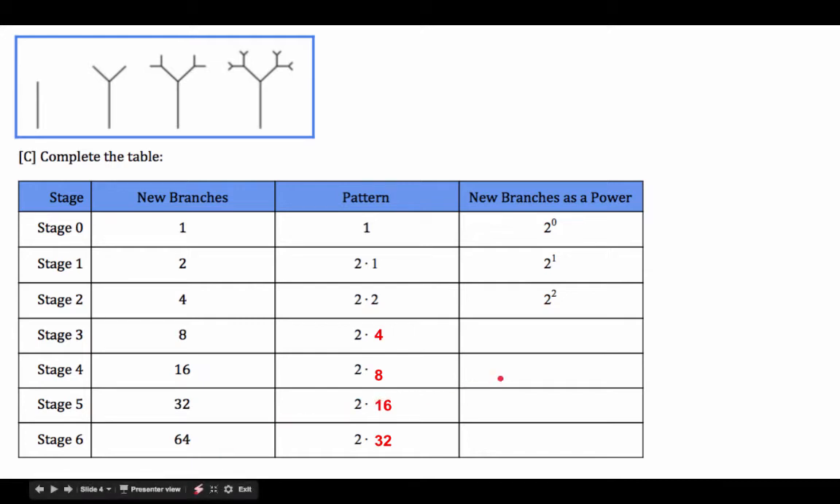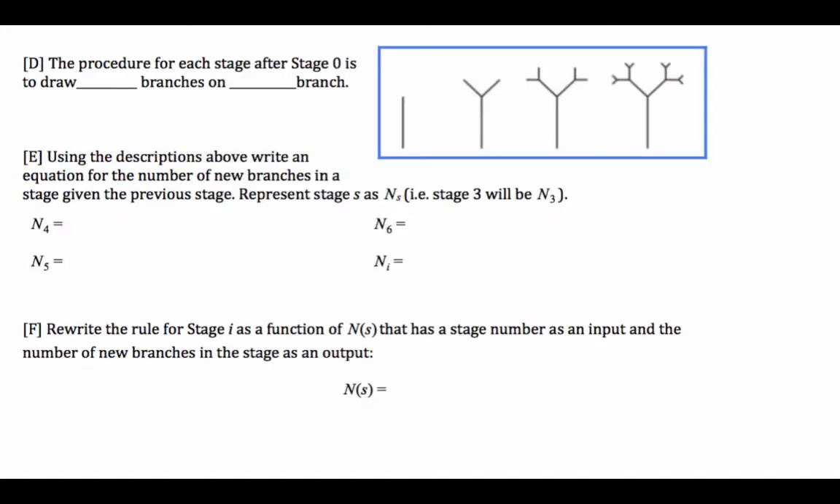Is there a way we could write this? All right, the first one is 2 to the 0. The second one is 2 to the first, then 2 to the second, 2 to the third, fourth, fifth, and 2 to the sixth. For this particular one, I think we have a pattern going on, right? For stage 3, we could do 2 branches on each branch.